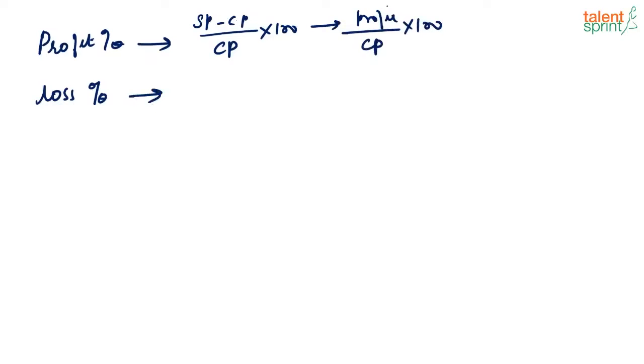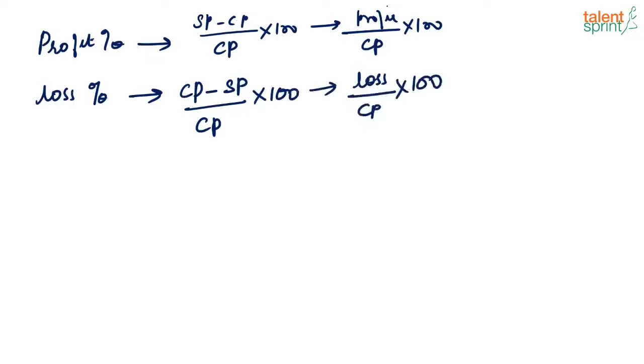Similarly, what is loss percentage? What is loss? Loss is nothing but the difference, cost price minus the selling price. Also, the loss percentage is always calculated on the cost price unless otherwise mentioned. So cost price minus selling price is equal to loss, divided by the cost price into 100. So this is the formula for profit percentage and loss percentage.